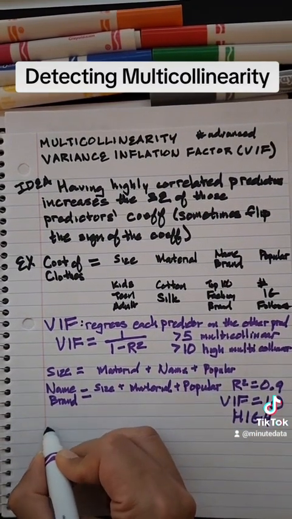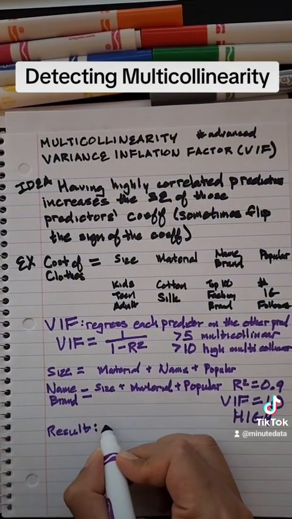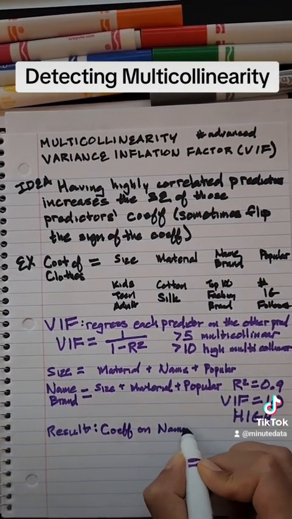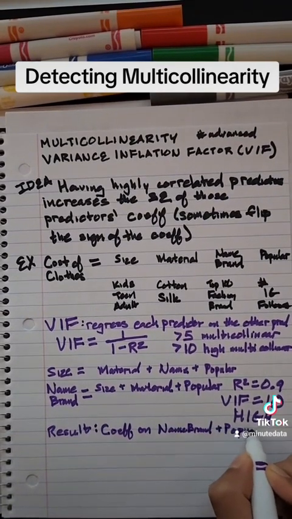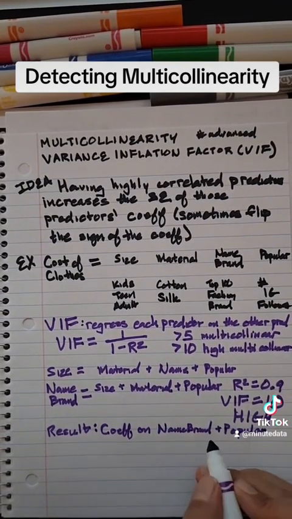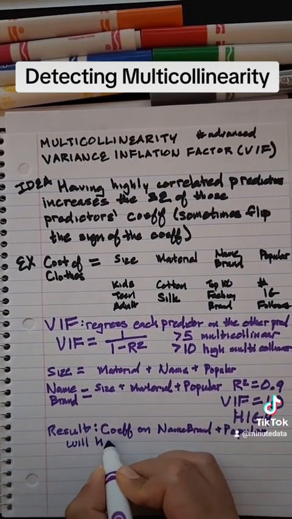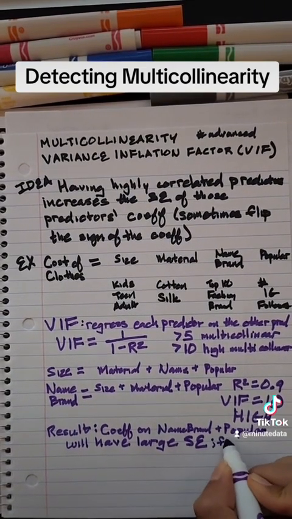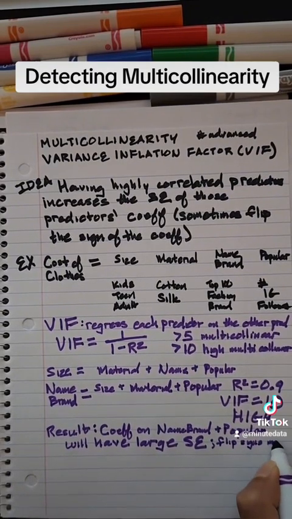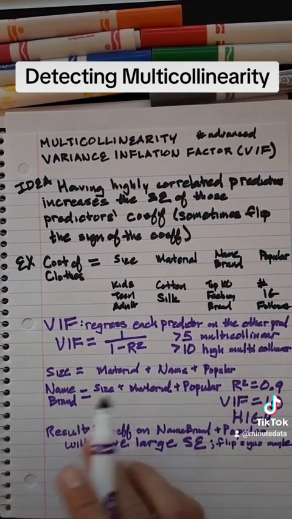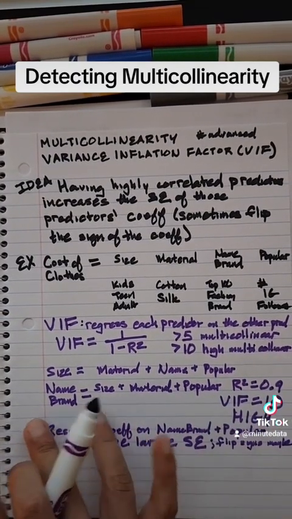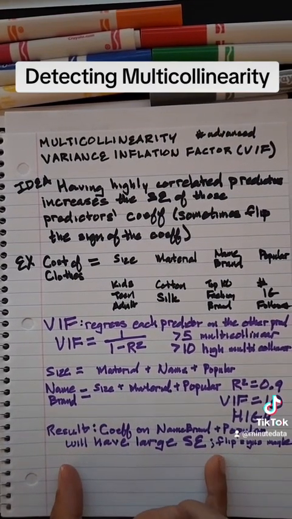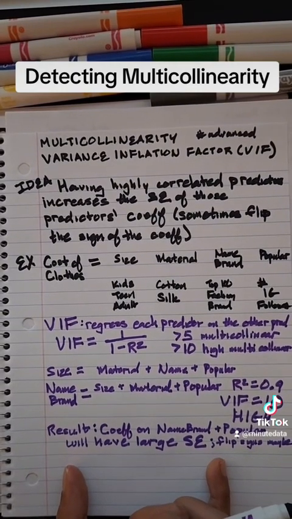So what's the result? The coefficients on the collinear variables, which are name brand and popularity, will have very high standard errors. We'll have large standard errors, and they might even flip signs as a result. Since they're so related, we can't tell if the relationship is due to name brand or popularity, so it ends up getting very high standard errors. And it can flip the sign because, since it's such a high standard deviation, it covers both the positive portion as well as the negative portion.